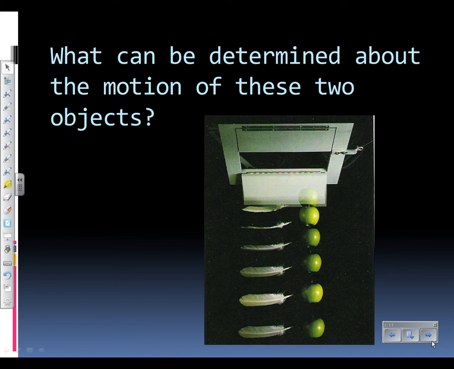Okay, so from looking at that picture, there's a couple of things that you should be able to tell me about the motion of those objects. So I want you to take a minute and talk in your small groups about what are some things that you can tell me about the motion of these objects, relating back to terms and concepts that we talked about in the last unit and things that we know about motion. Just by looking at this picture, what can you tell me about the motion of these objects? 1 minute, discuss. Go.